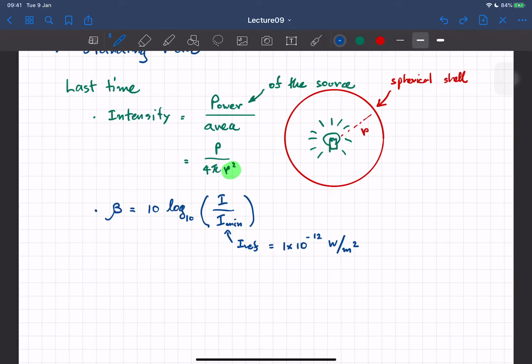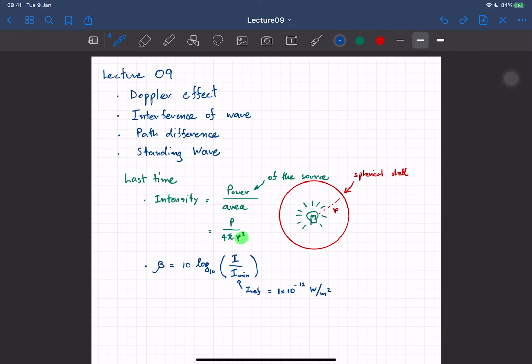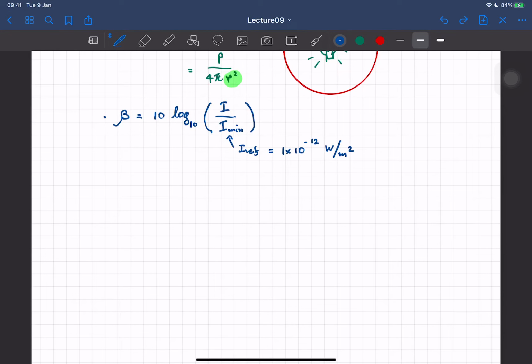Okay, so this is what we talked about last time. And we are not done yet with the general properties of sound waves. Next we're going to talk about the Doppler effect. But the Doppler effect is not just applicable to sound waves. It's true for any wave, but sound is probably the easiest to observe because we encounter this effect in everyday life. All right, so let's talk about that. That's going to be the start of today's topic.